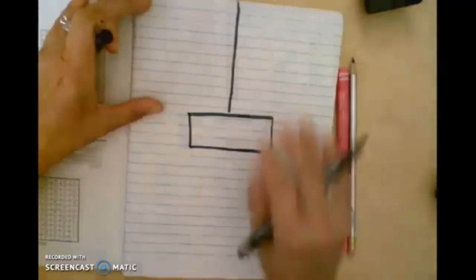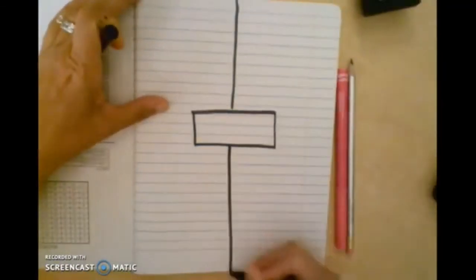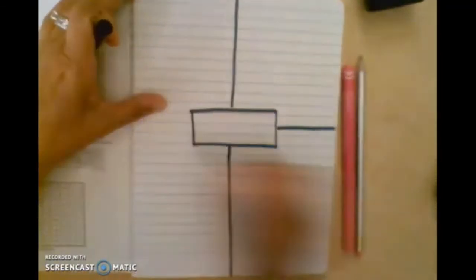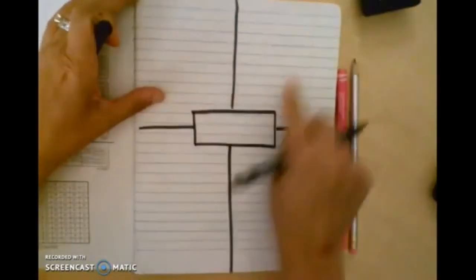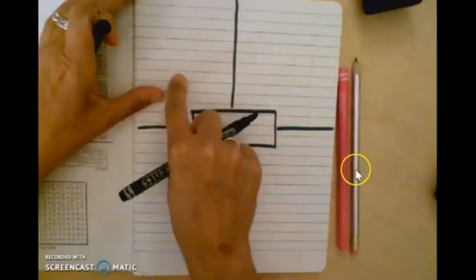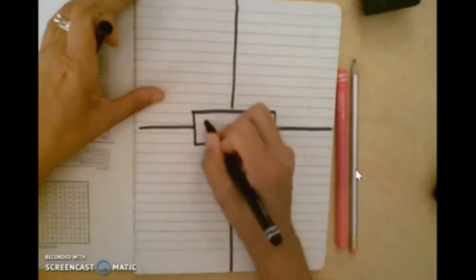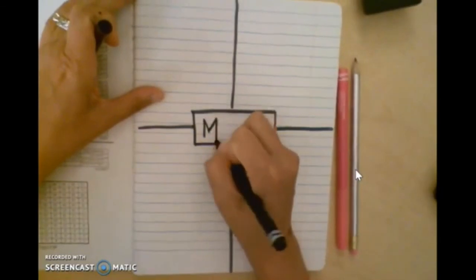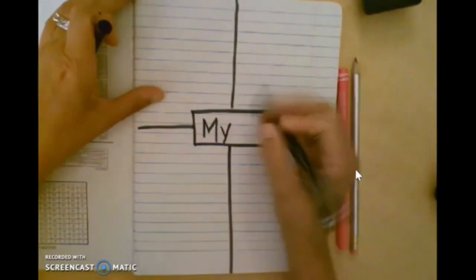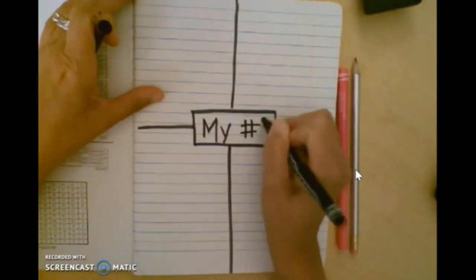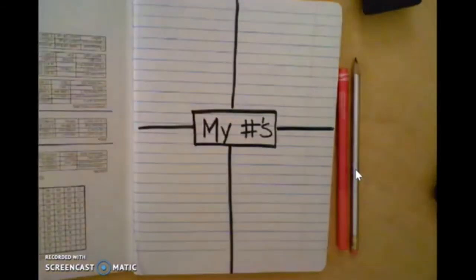We are going to draw a line in the middle going down and a line on the side. So now we have 5 boxes: 1, 2, 3, 4, 5. In the middle, kindergartners, hopefully you can write an M and a Y, and we're going to write a number sign. These are my numbers for math.